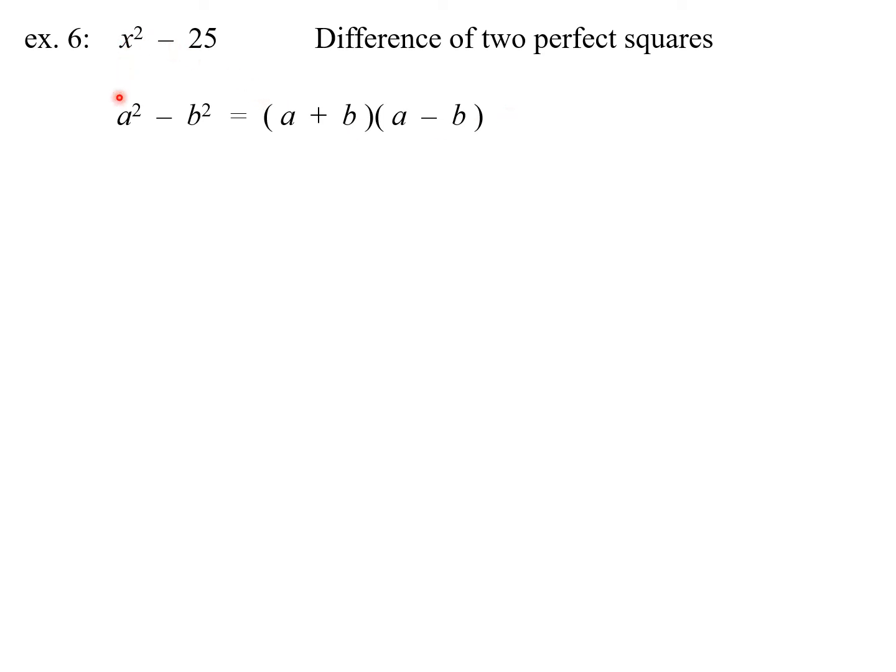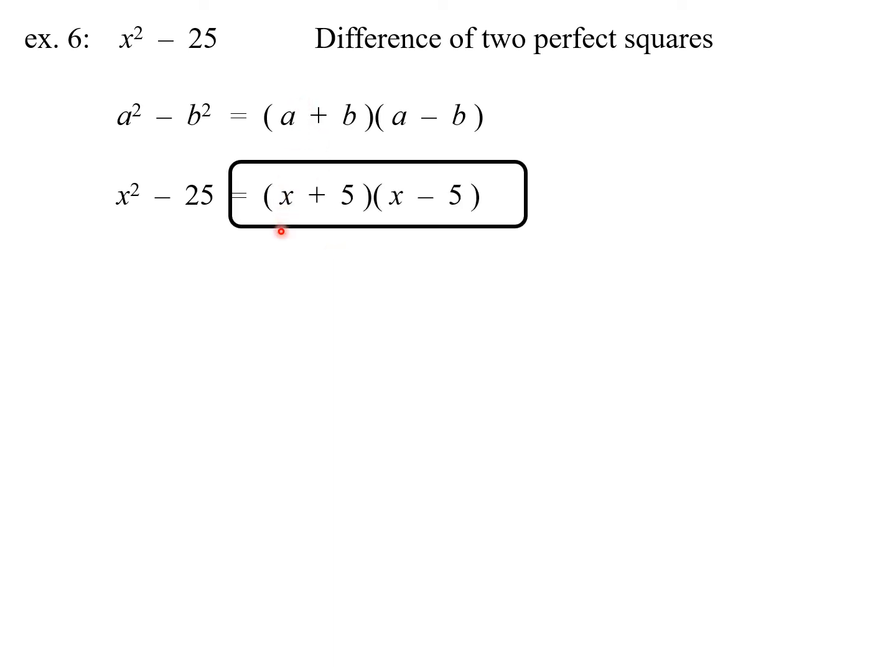All right, recognize that these are perfect squares, and it makes it very easy because then you just take x and then 5. Add one, subtract the other, done. Okay. All right, next example.